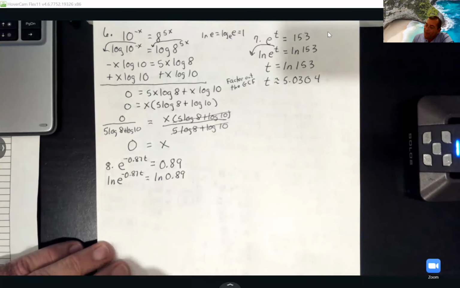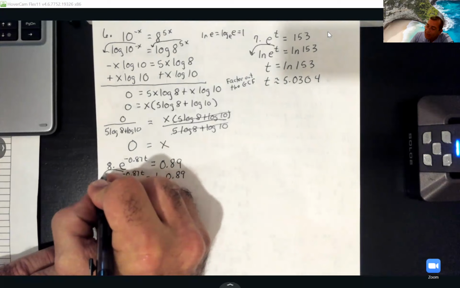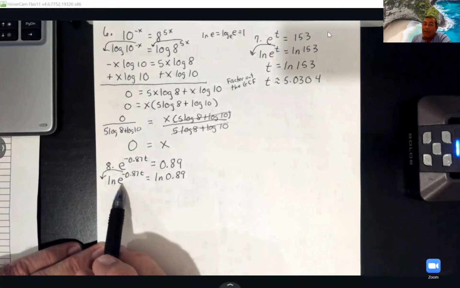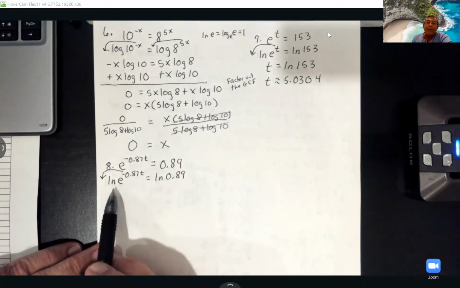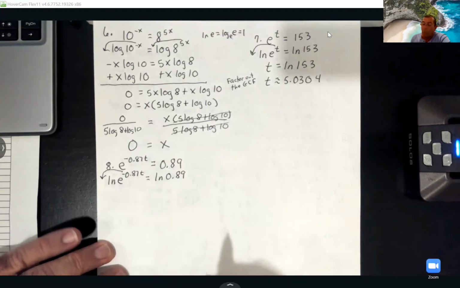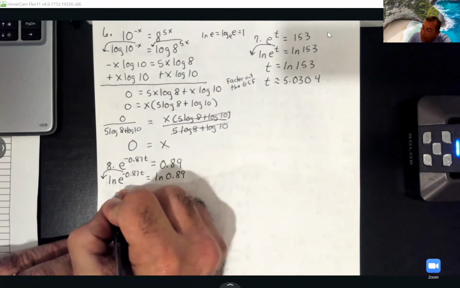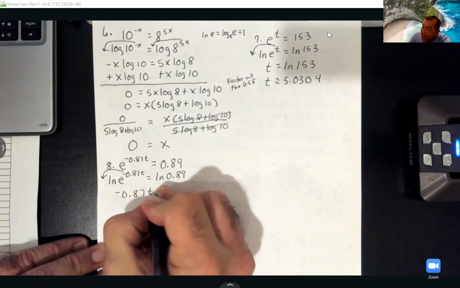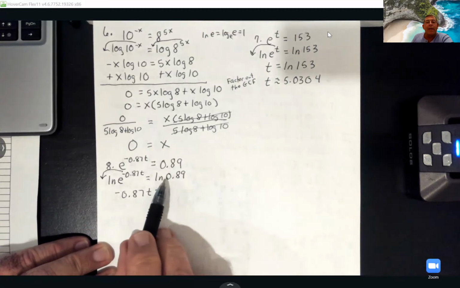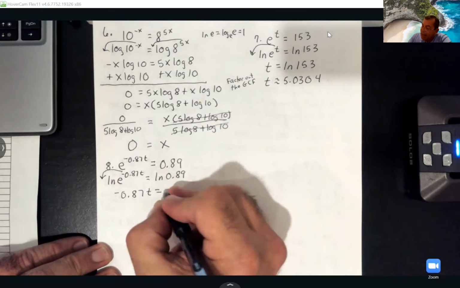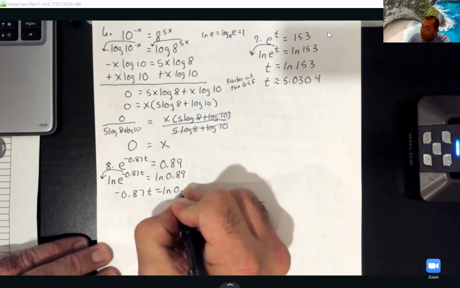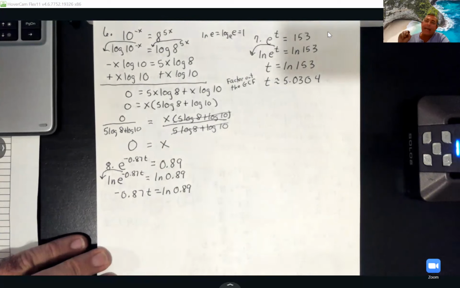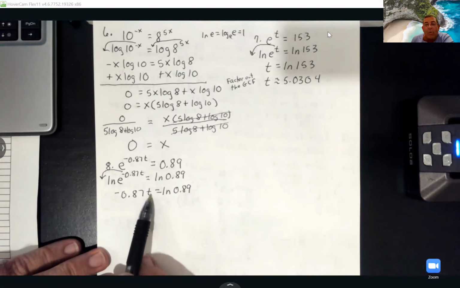All right, y'all, so let's see what we're going to get here. We're going to bring the exponent down. But remember, that's the ln of e raised to an exponent. So the ln of e will give me a 1. So this left side is going to be negative 0.87t. That's going to equal my ln 0.89. So y'all look at that. I got one more step because I need that to be a 1t.